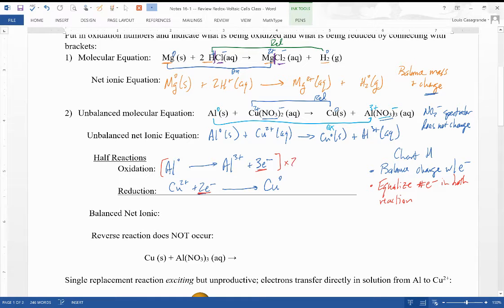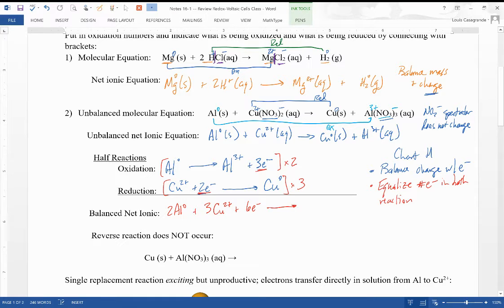So we're going to multiply the oxidation by 2. We're going to multiply the reduction by 3. And what that's going to end up giving us is 2 aluminum plus 3 copper 2+. Now I'm going to have, let's just put it in for now, the 6 electrons. We'll get rid of those in a moment. I'll show you how this works.